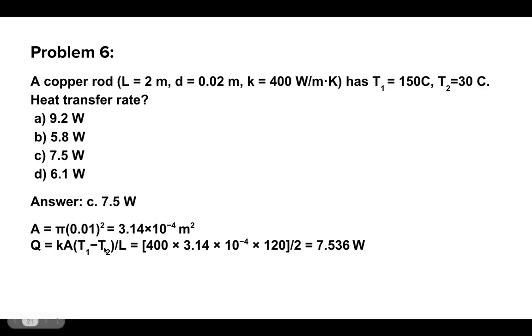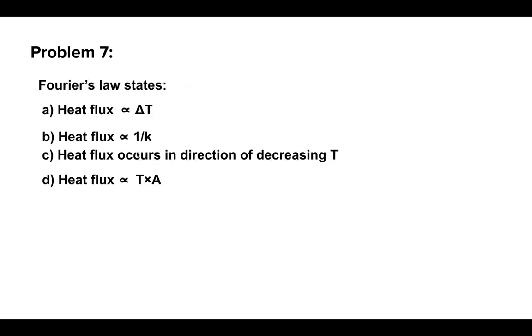Now T1 minus T2 will be the temperature difference, that is 150 minus 30, divided by L. So basically you'll have to put all this into this equation, and finally you will be getting 7.536 watt, which is close to option C. I hope you got it. Any doubts? Let's move on to the next question.